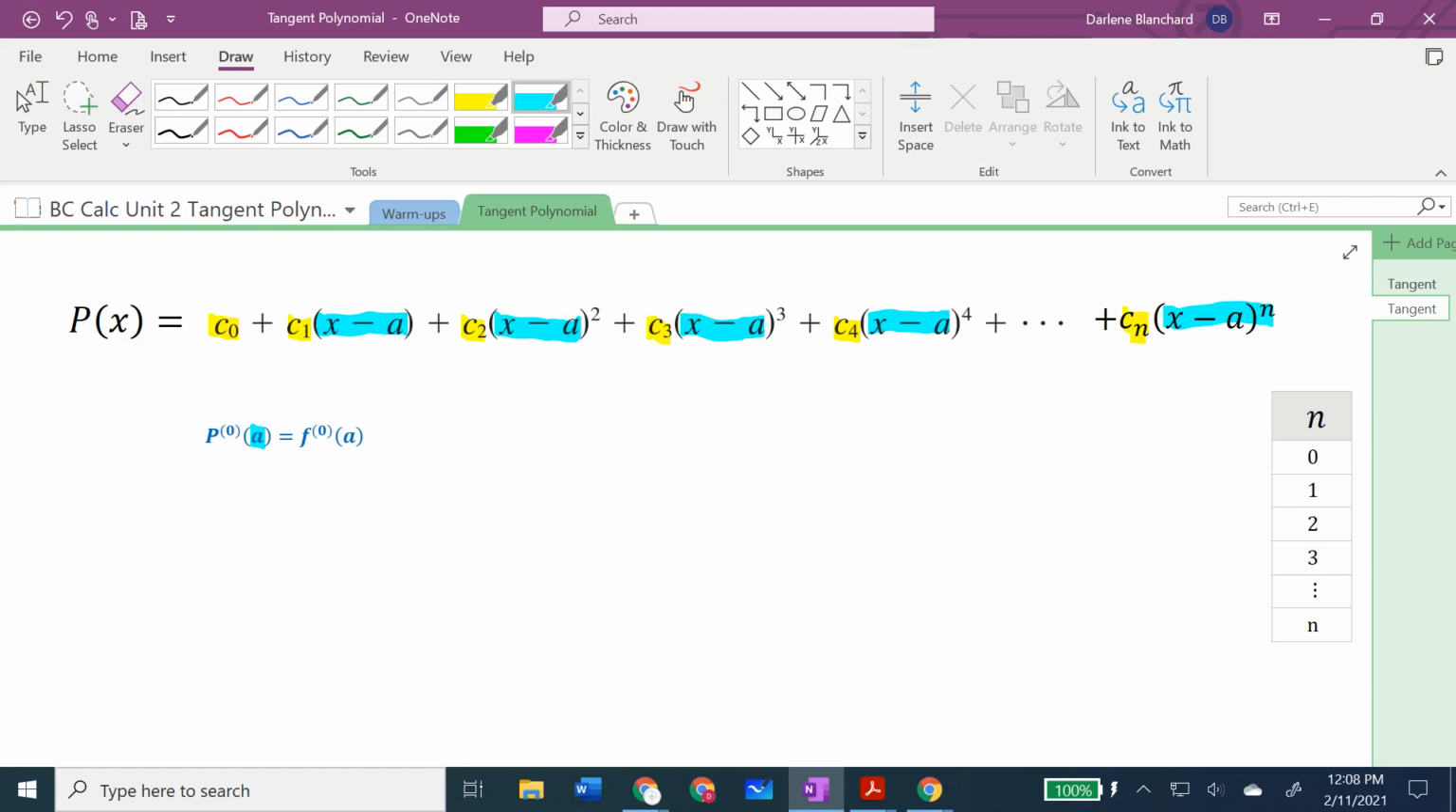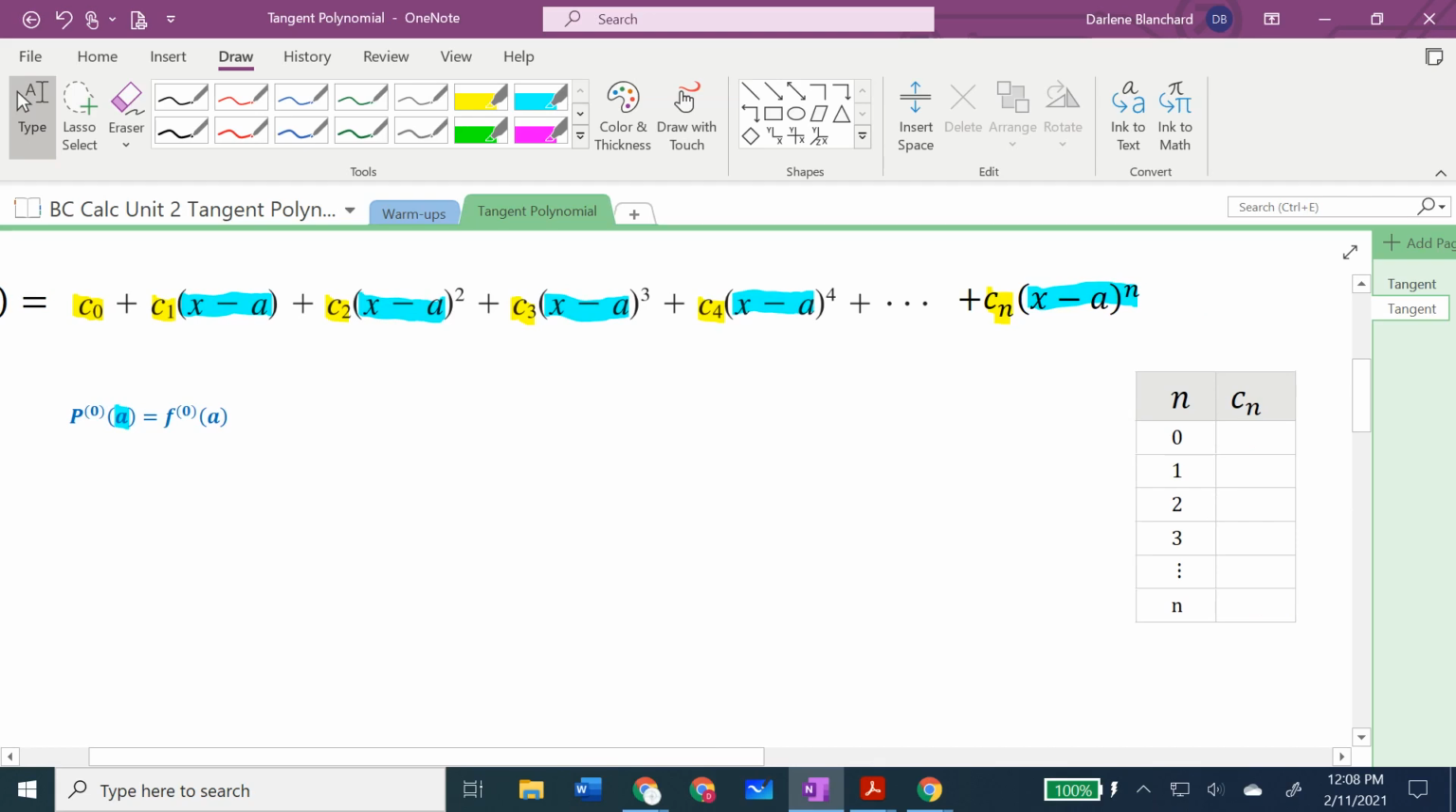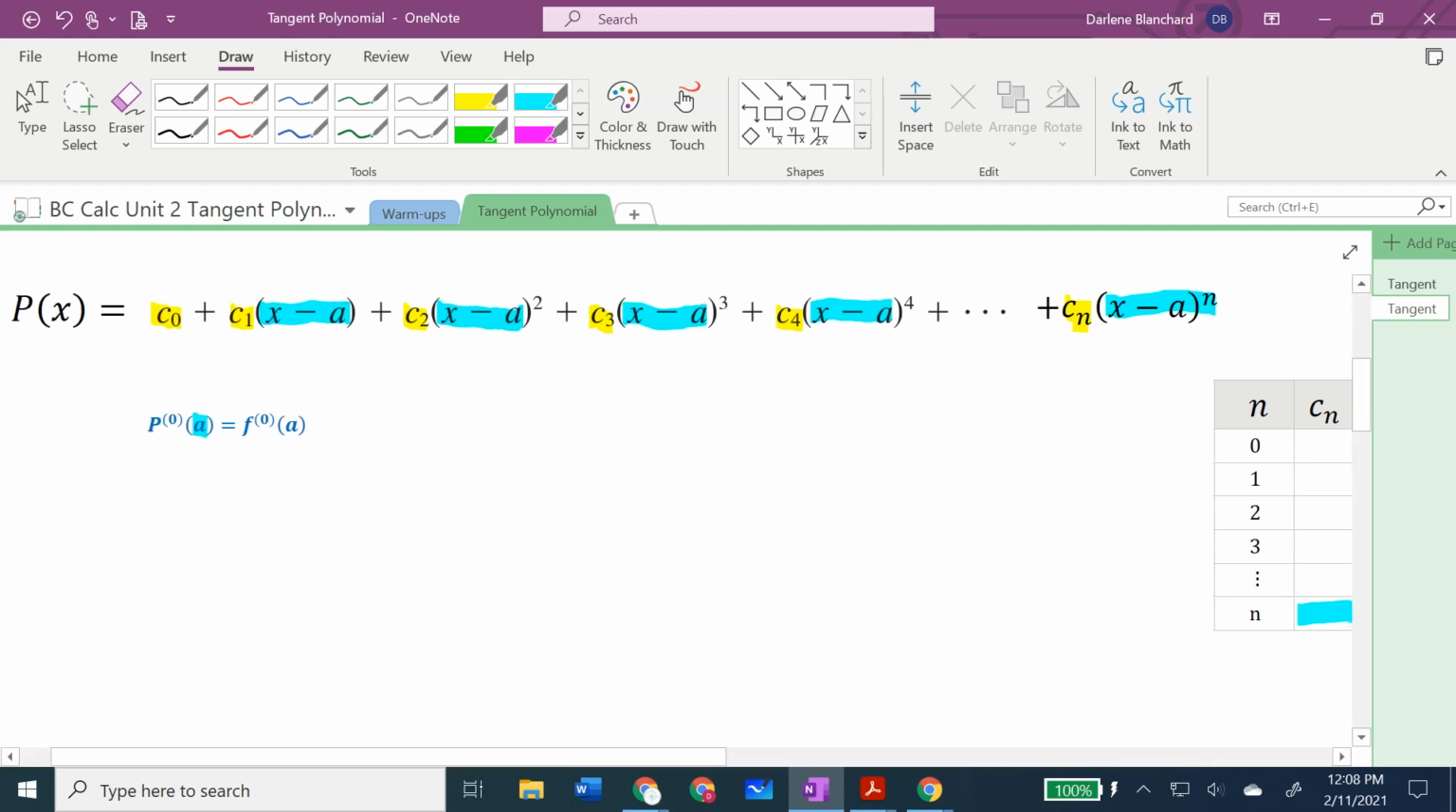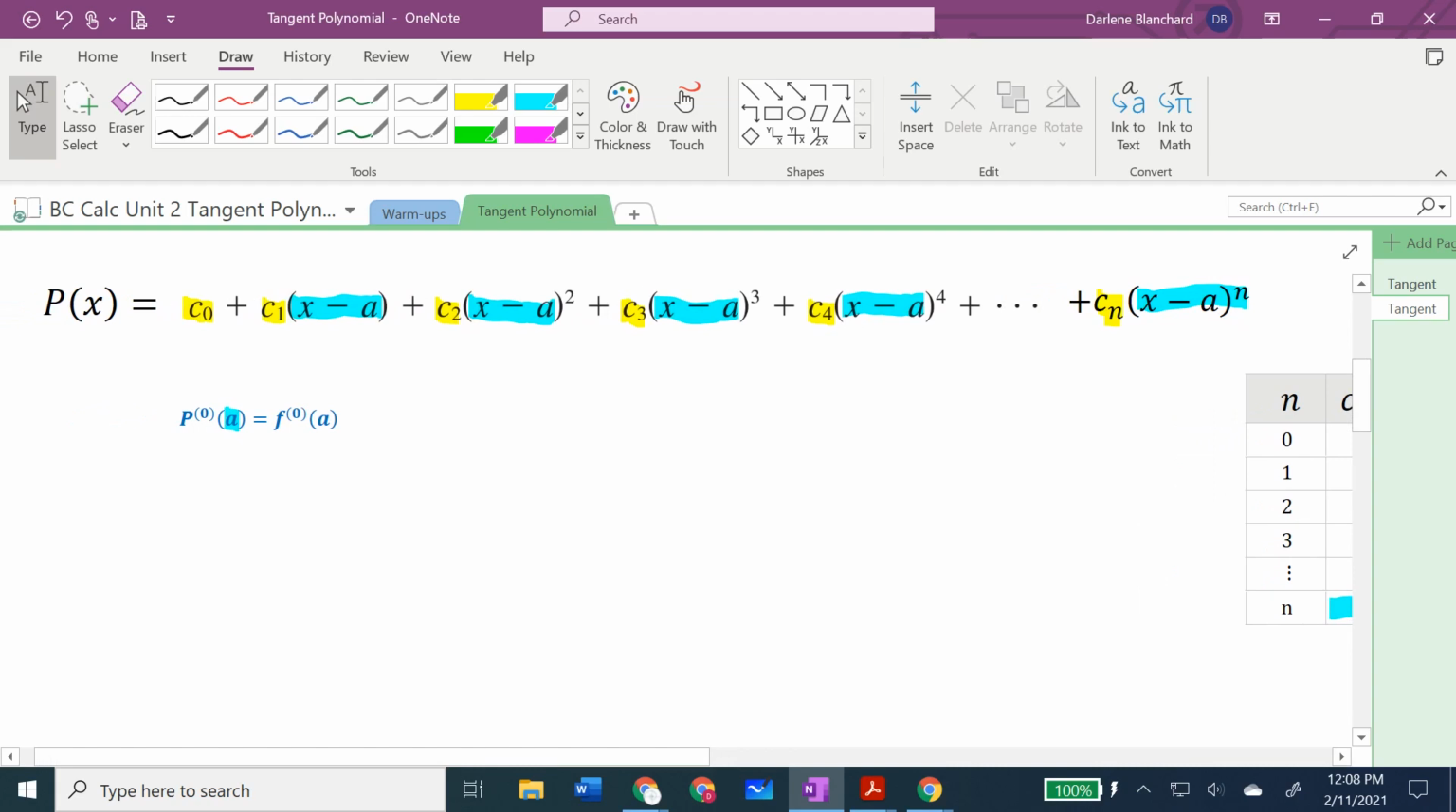Now, like I said, the only difference from one polynomial to the next are those coefficients. So we're going to come up with, ultimately, this formula right here is what we want to figure out. But to get to that point, we need to really think through the math of what is going on. So the first thing we're going to do is find the 0th derivative of P at A and say that's equal to the 0th derivative of F at A.